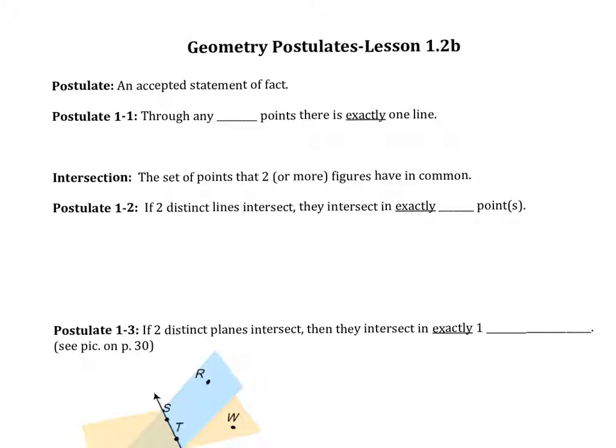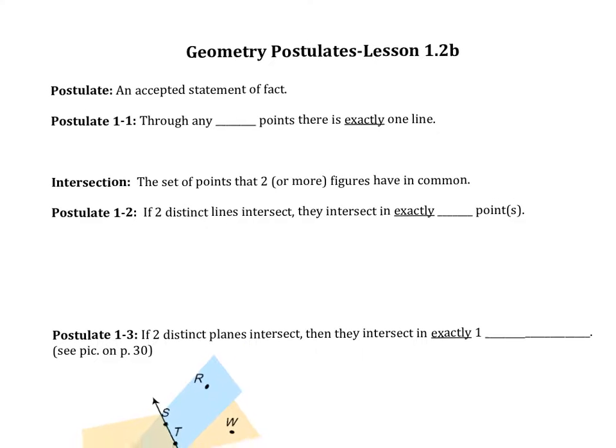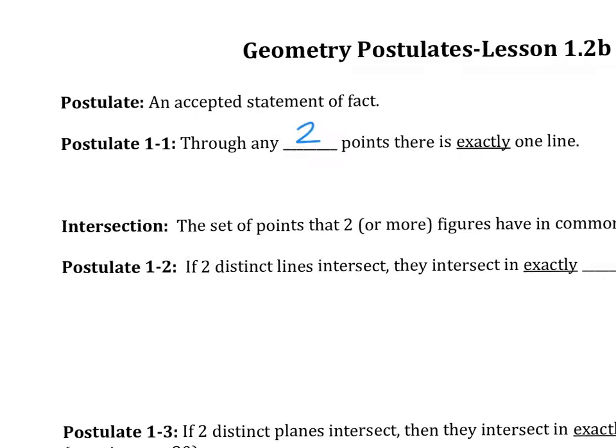Same thing, in order for you to have a point here and a point here, you can always draw a line through those two points. So through any two points, there is exactly one line. Okay? That would be something like this, right? If I have a point here and a point here, the only line I can draw through those two points is that line. Okay, so through any two points, there will be exactly one line.